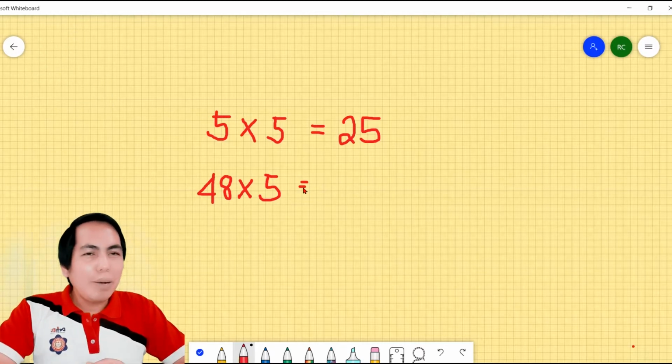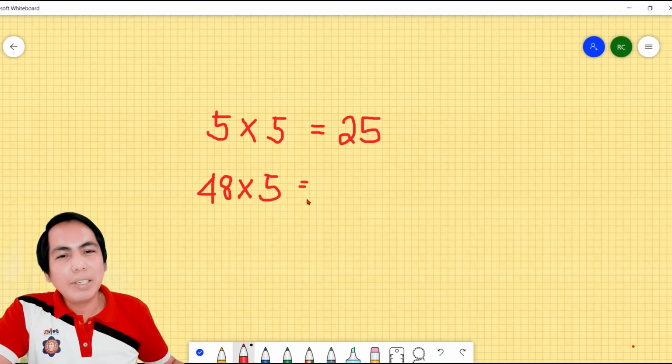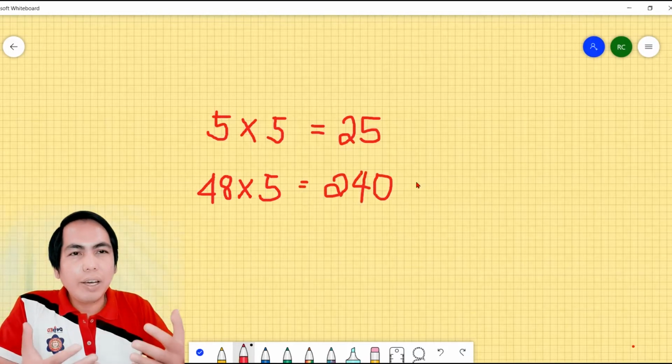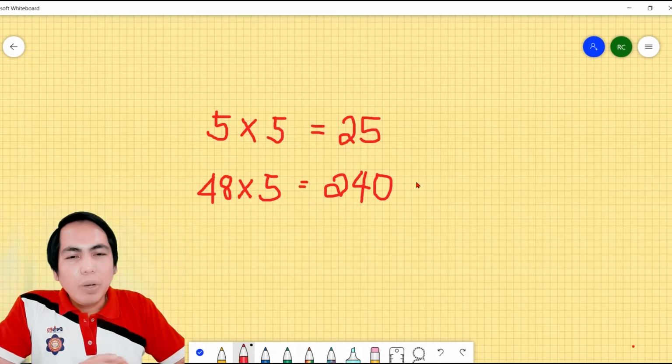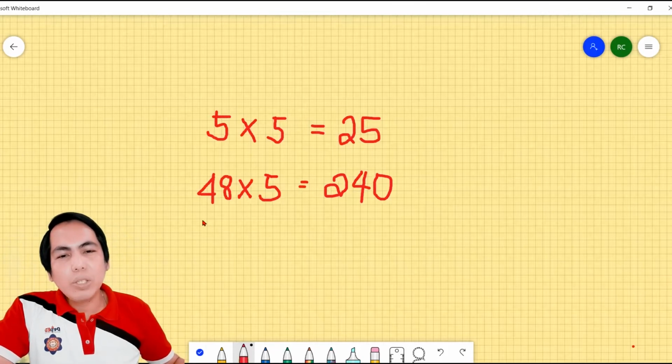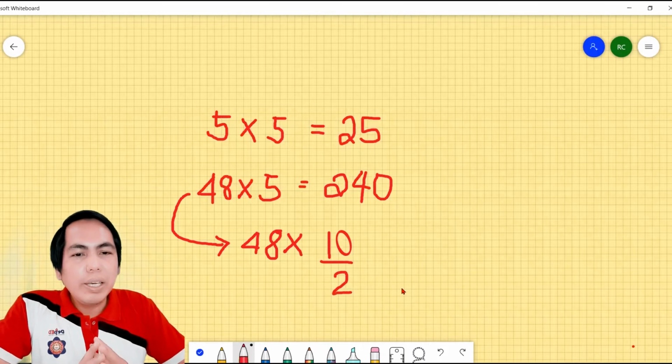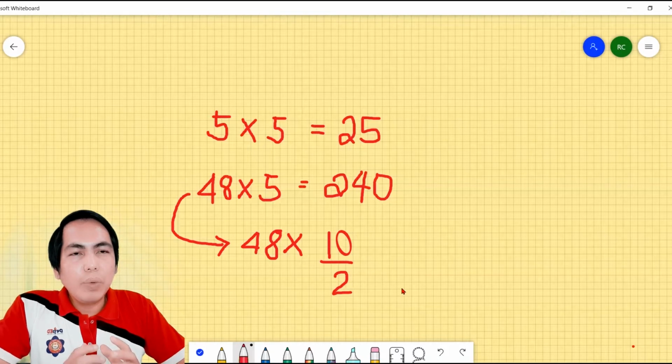Now, were you able to come up with the correct answer? Okay, what is our answer here? 48 times 5 is equal to 240. So, how can we identify in an instant the product of 48 and 5? We know that 5 is just simply half of 10. So, we can also write 48 times 5 as 48 times 10 over 2. Why do we have to convert it into 10 over 2? Because when we are multiplying any number with multiples of 10, it would be easier for us to multiply.